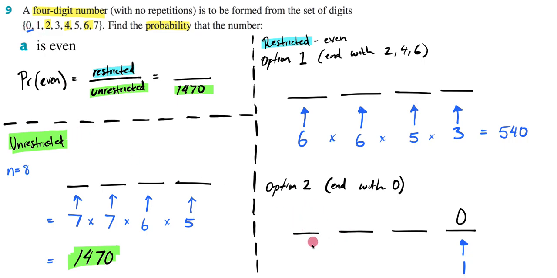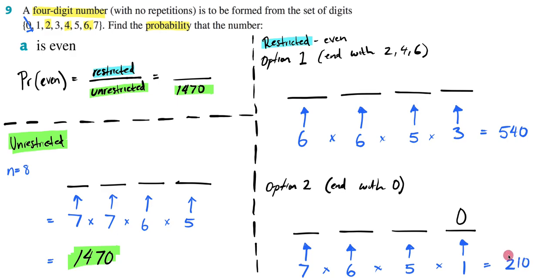Now, how many options would I now have for the first position? Well, 0 is gone, so now I have 7 left. Then how many options would I have for the second position? Well, I've used 2 up, so I'm going to have 6. And for the last one, it's going to be 5. So it's going to be 7 times 6 times 5, and if I multiply all those together, that is going to be 210.